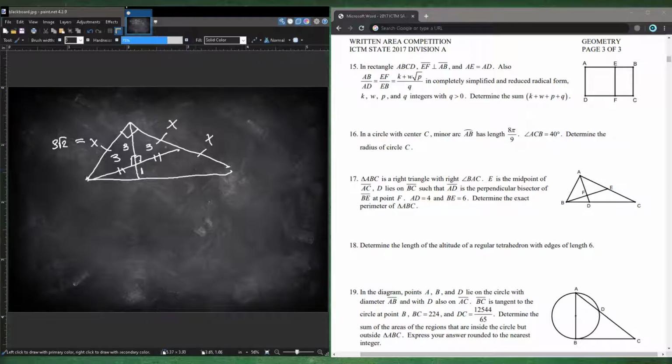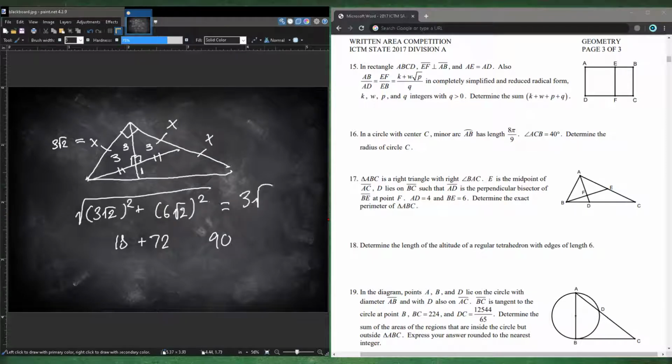So to find the exact perimeter of ABC, we need to find the hypotenuse, which we do using the Pythagorean theorem. So x, which is 3 square root 2, squared, plus 2x, which is 6 square root 2, squared, and take the square root, right? So that's 9, that's 18, that's 36, that's 72, so that's 90. So the square root of 90, that's just 3 square root 10.